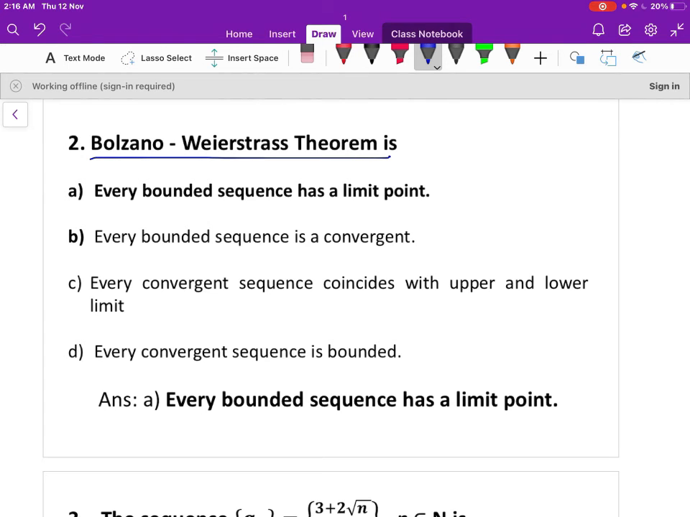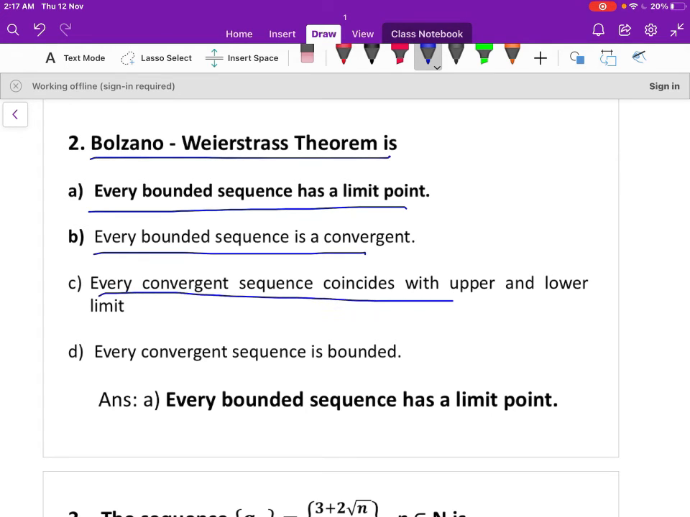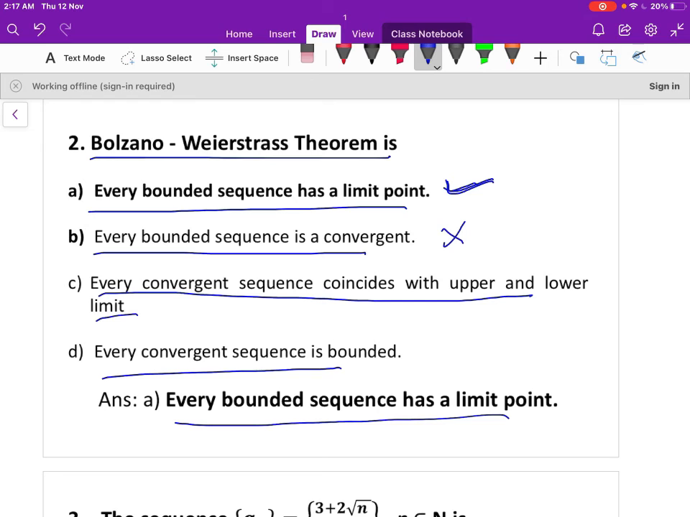Bolzano-Weierstrass theorem says that every bounded sequence has a limit point, or every bounded sequence is convergent, or every convergent sequence coincides with the upper and lower limits, and every convergent sequence is bounded. According to the Bolzano-Weierstrass theorem, every bounded sequence has a limit point. So the answer is A. Every bounded sequence is convergent? No, this is not correct.